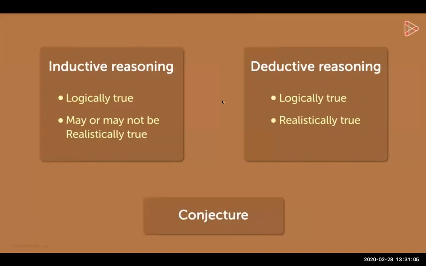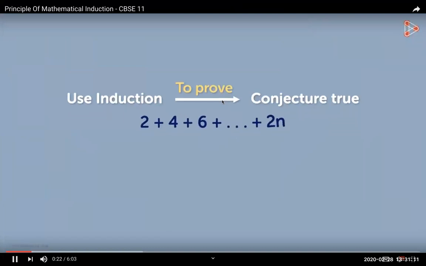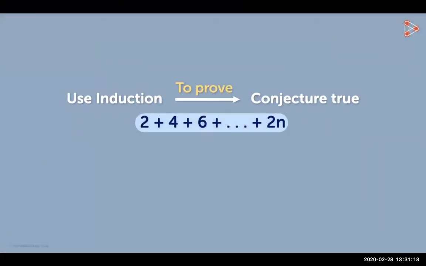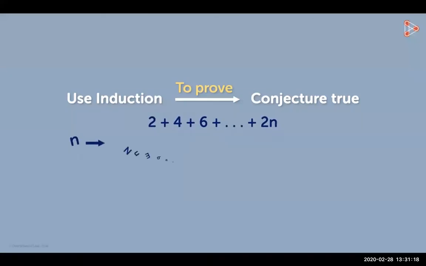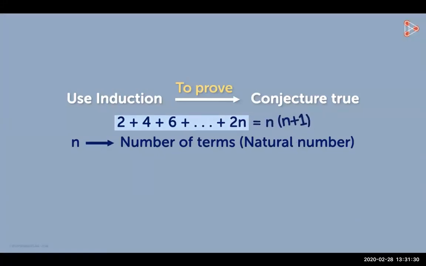Concept of conjecture. In this video, we shall study how. Let's consider the following expression. This expression is a sum of first n positive even integers, where n can be any natural number. Based on that expression, we come up with the following formula: 2 plus 4 plus 6 up to 2 multiplied by n is equal to n multiplied by n plus 1.